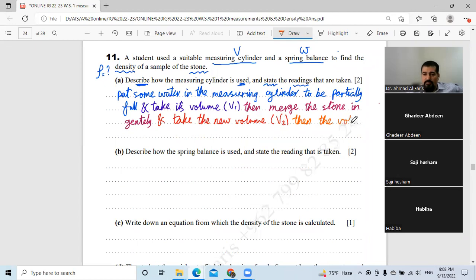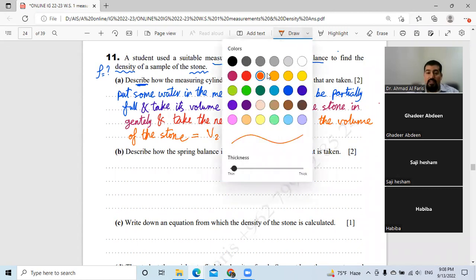The volume of the stone equals V2 minus V1, or the subtraction between the volumes. Clear? Easy?